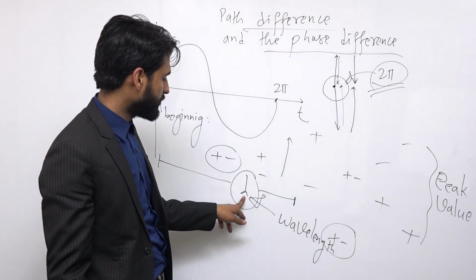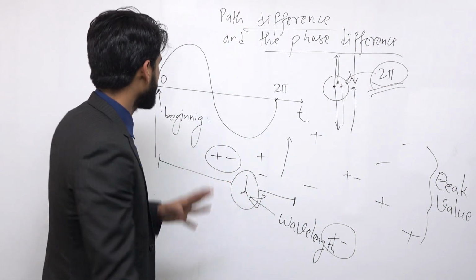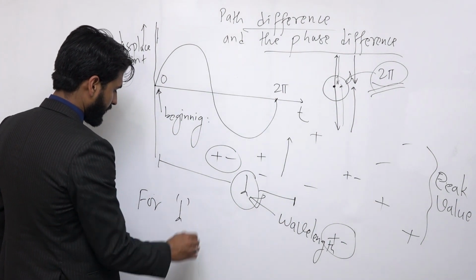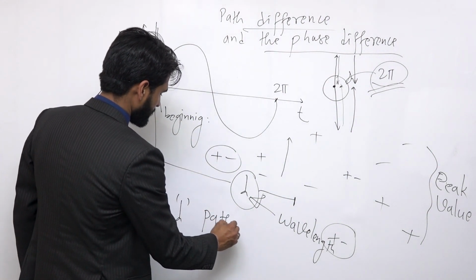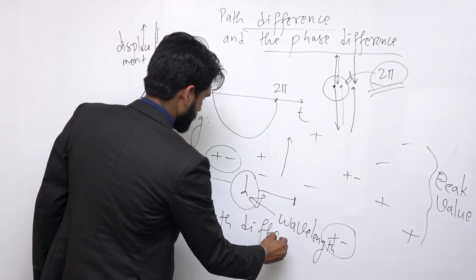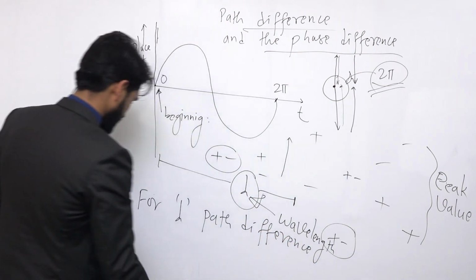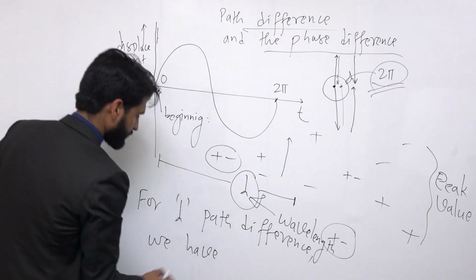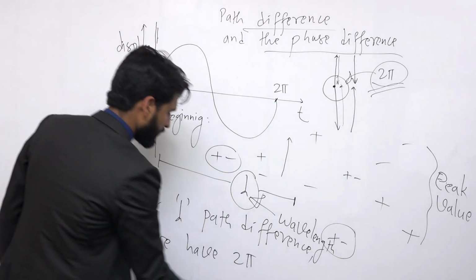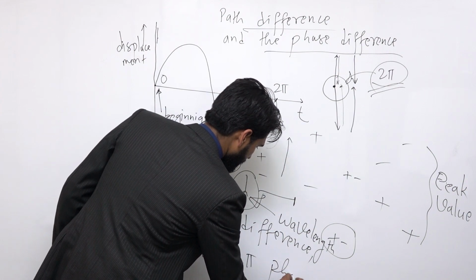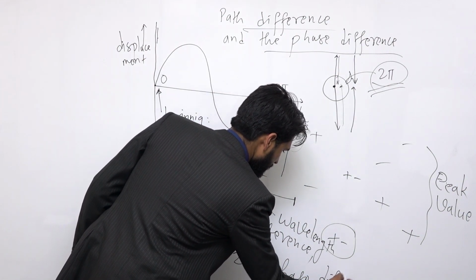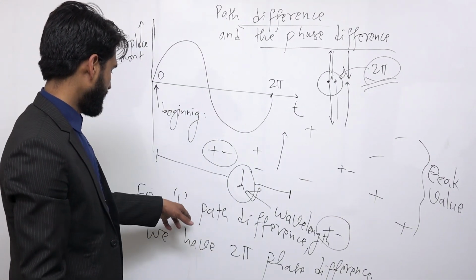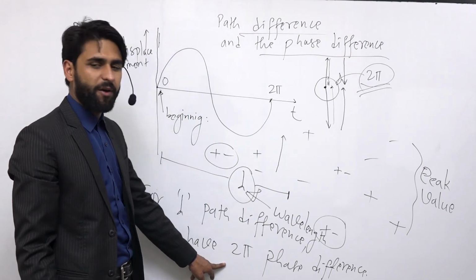And what is the distance traveled by the wave? Lambda. So we always say that for lambda path difference, we have 2 pi phase difference. We have got lambda path difference and we have got 2 pi phase difference.